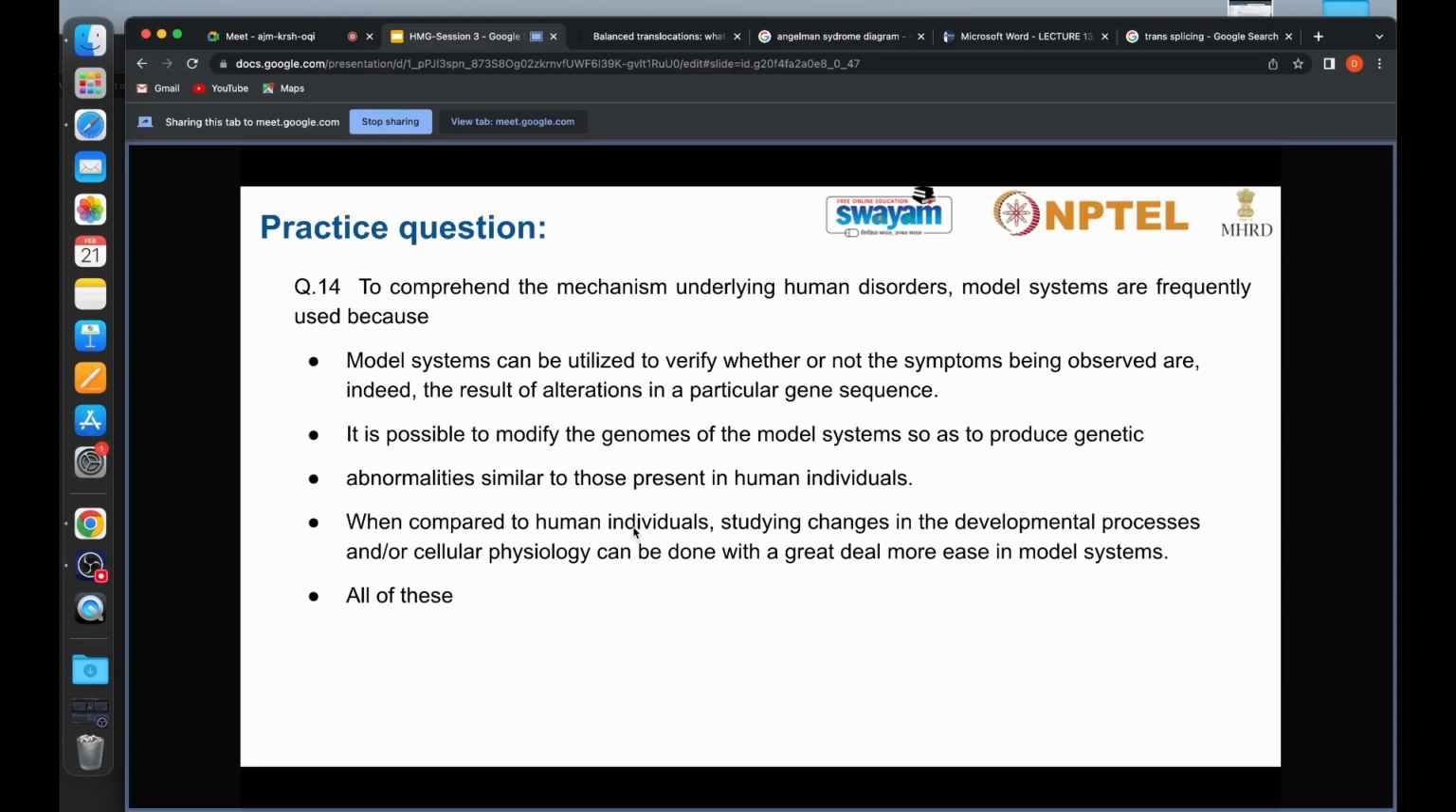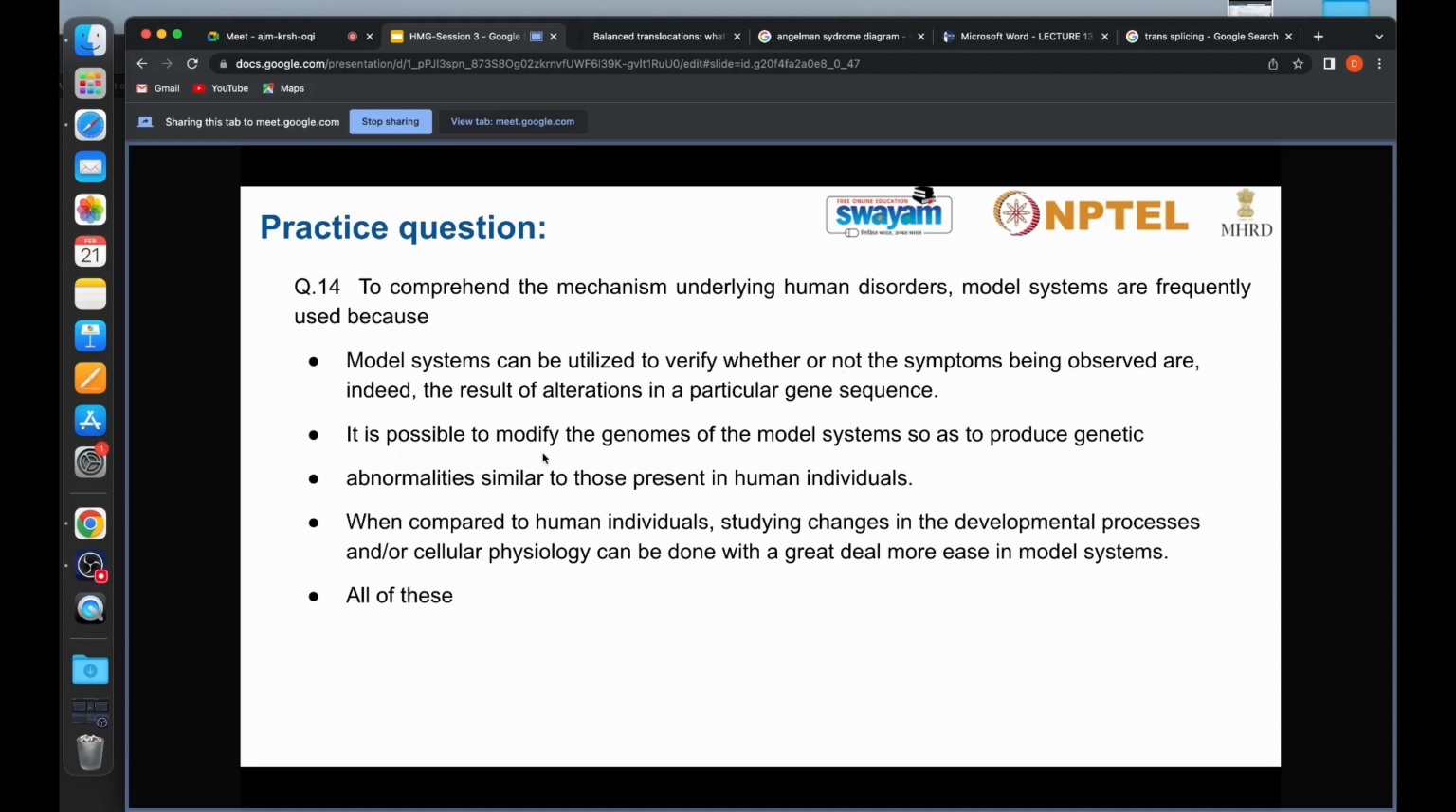Then we discussed the last question: to comprehend the mechanism underlying human disorders, model systems are frequently used because... So here we talked about the application of model systems, and why we use them. There were different options, which said that model systems can be utilized to verify whether or not the symptoms being observed are indeed the result of alterations in the particular gene sequence.